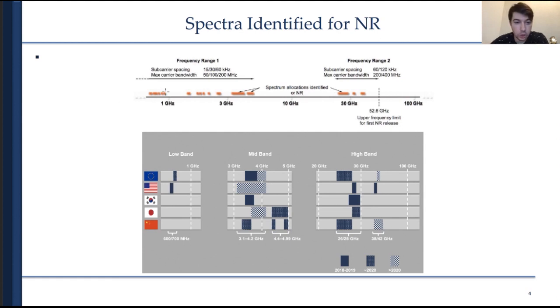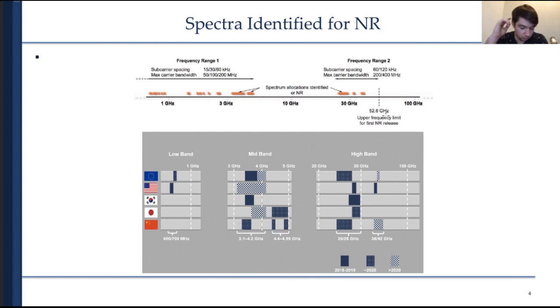And looking at spectrum, combining the previous two slides, where in the first slide we talked about frequency ranges, and in the second slide we talked about numerology, we can see that subcarrier spacing 15, 30, and 60 is going to be used for sub-6, with max carrier bandwidth 50, 100, and 200 megahertz, while subcarrier spacing 60 and 120 would be used for millimeter waves.